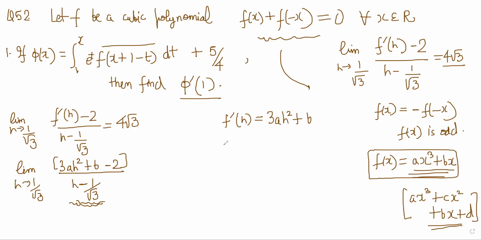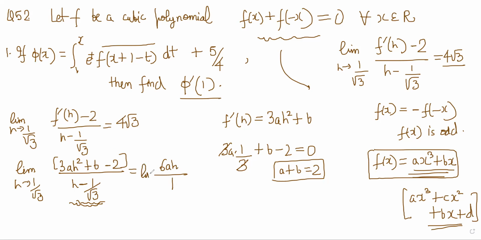So the first thing we know is 3a·(1/3) + b − 2 is equal to 0, right? So that means a + b is equal to 2. That is the first thing that we get. Now, if it is 0 by 0, you can do L'Hospital's and differentiate it once more. So it will be 6ah by 1, the limit as h tends to 1/√3.